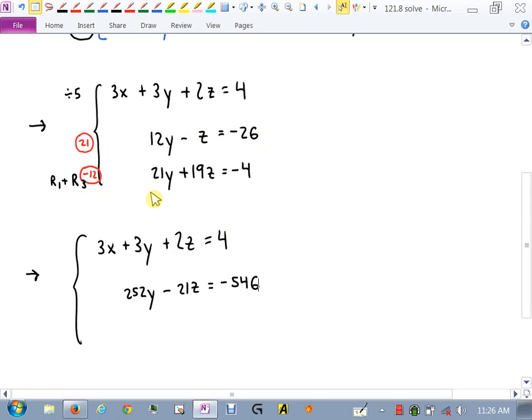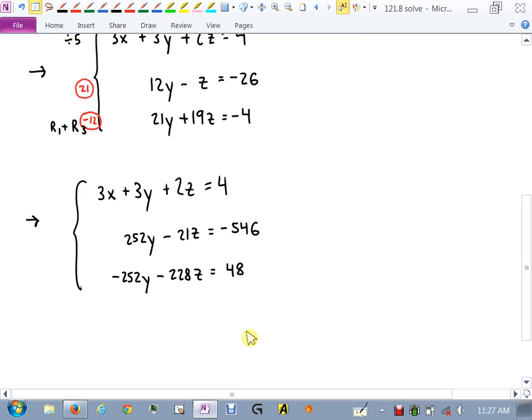Now I distribute negative 12 through. So I should get a negative 252y. And then negative 12 times 19 is negative 228z equals 48, positive? Now what?